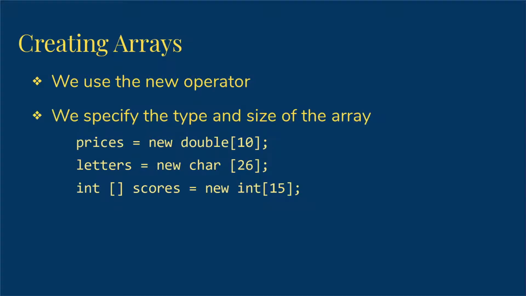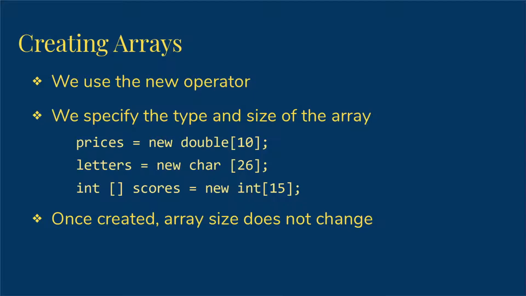We're going to specify the type and the size of the array. So prices is assigned new double, open square bracket, 10 is how many spots we're going to have, how many doubles this array prices can hold. Then close your square brackets and our semicolon. Letters is assigned new char. This will hold 26 characters. For int scores, I've actually declared the scores array and then gone right ahead and created it with is assigned new int 15 in the square brackets.